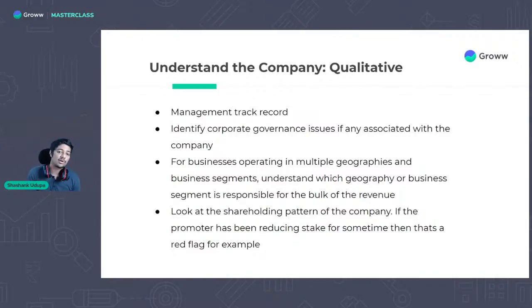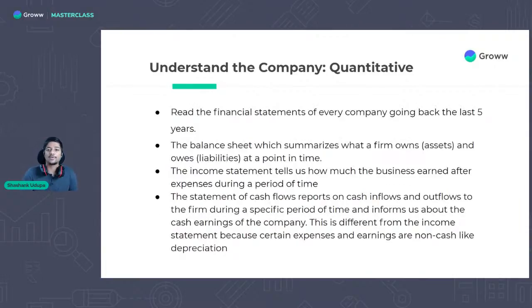And also it is very important to figure out who is running the company. Management track record is one of the biggest and most important things. Look at the shareholding pattern of the company, because if the promoter or the owner of the company is constantly selling his stake, it is considered bad for you. You want him to have as much stake as possible. And from a quantitative perspective, like what we did, we saw the last 5 years of profit and loss. We have to look at the balance sheet and cash flow for the last 5 years, to realize how this company is doing over a long period of time. So these are some important things to look at.